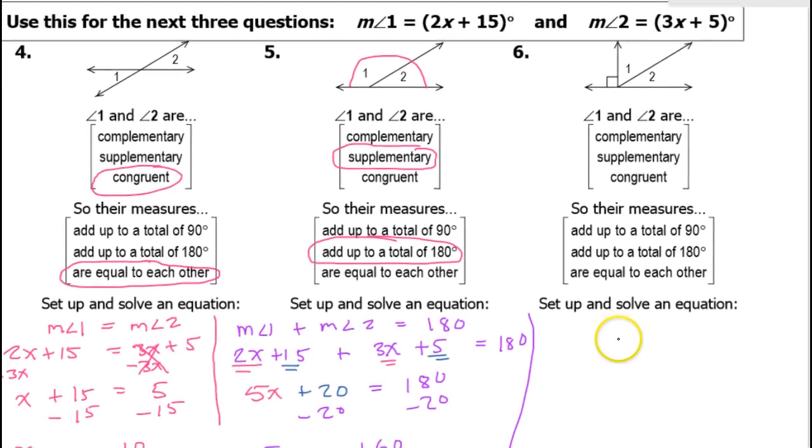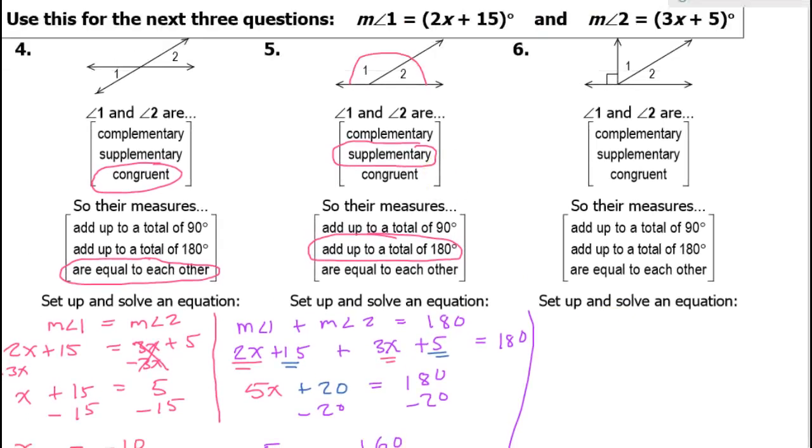All right, let's look at problem number 6. Angle 1 and angle 2 are nestled inside this 90 degree angle, so they are complementary. It's easy to see that they will add up to 90 degrees. That means the measure of angle 1 plus the measure of angle 2 must equal 90.